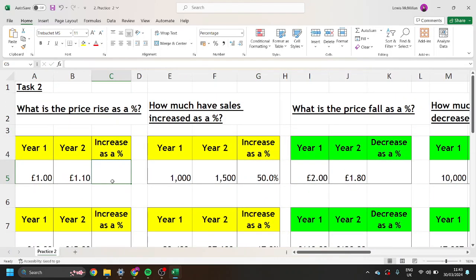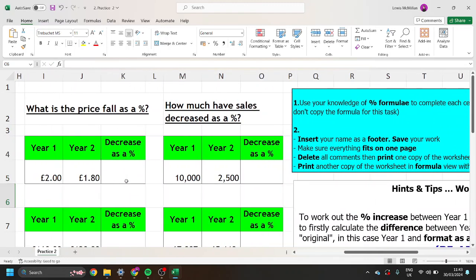So I missed these ones here, but it's the same thing. We're looking at the price in year 1, which is £1, and comparing it to the price in year 2, which is £1.10. We're going to take year 2 and take away year 1 and divide it by year 1 to find out there has been a 10% increase.